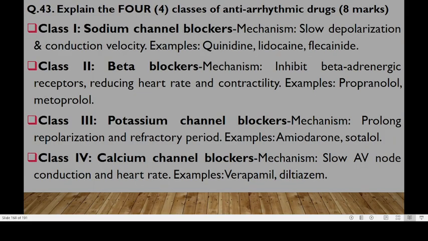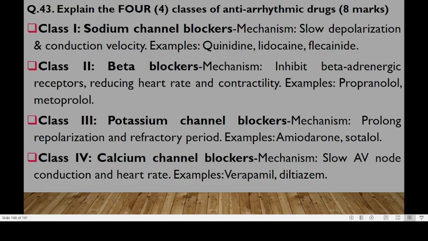Explain 4 classes of antiarrhythmic drugs. All right, drugs used to treat arrhythmias, abnormal ventricular abnormalities. So we have the class 1 sodium channel blockers. They slow depolarization and conduction velocity. Examples include quinidine, lidocaine, and flecainide.